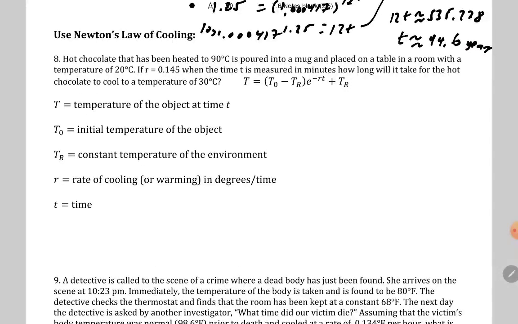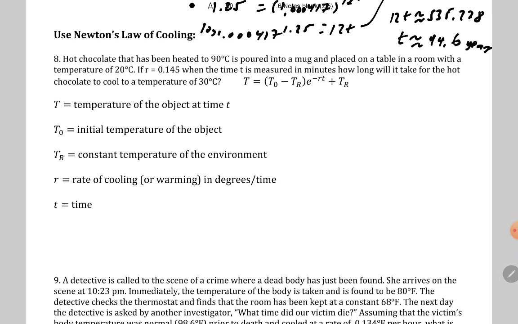Newton's law of cooling. Here's an example of this. So hot chocolate that has been heated to 90 degrees Celsius is poured into a mug and placed on a table in a room with a temperature of 20 degrees Celsius. If R equals 0.145, and then time t is measured in minutes, how long will it take for the hot chocolate to cool to a temperature of 30 degrees Celsius?